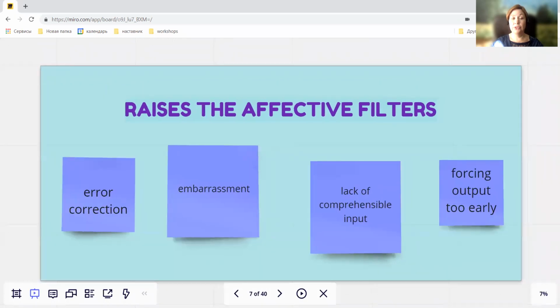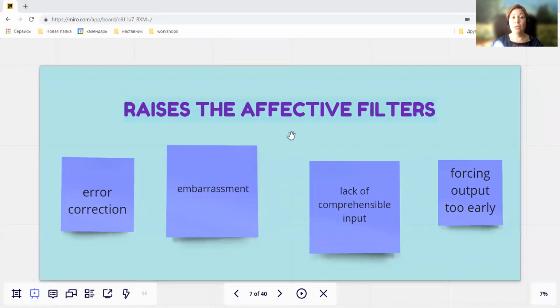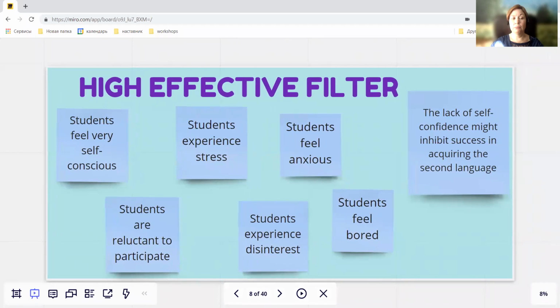Why is the affective filter important in the classroom? It's not enough simply to teach. It's not enough to deliver instruction, even if it's made comprehensible to students. If students' affective filters are elevated, language acquisition will be impeded. Error correction, embarrassment, incomprehensible input, and forcing output too early can raise the affective filter. As a result, students feel bored, disengaged, self-conscious, anxious, disinterested, and reluctant to participate.